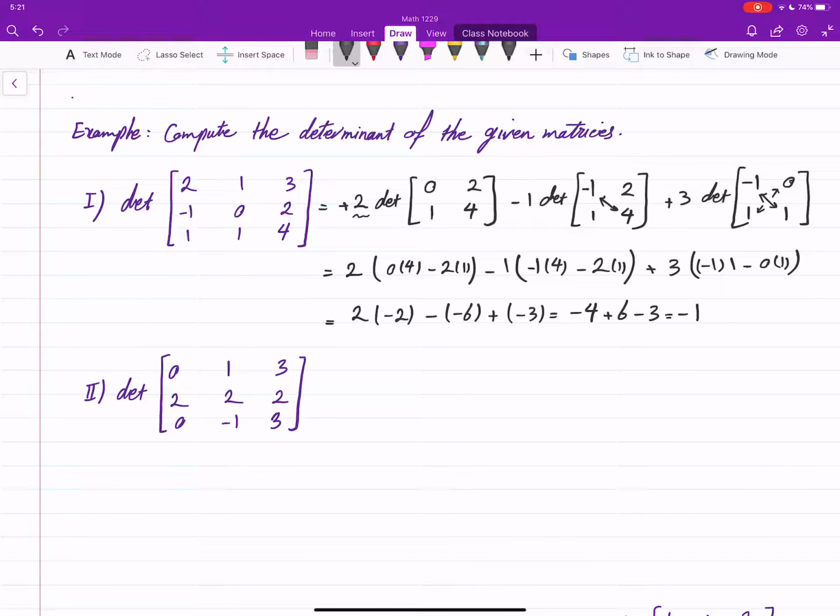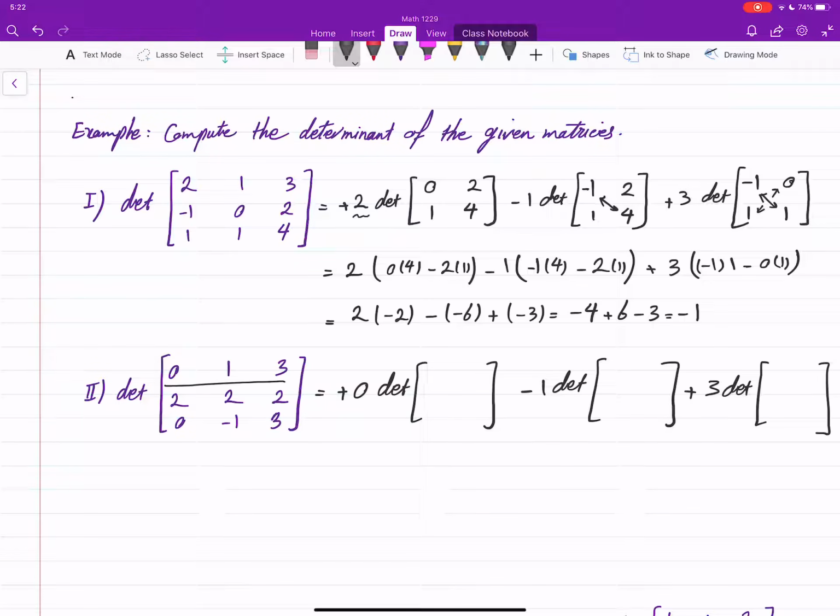Okay, so the second example. Now, again, we go one by one on the entries of the first row. Don't forget the signs. Then each one is going to be multiplied by the determinant of a 2 by 2 matrix. Let me grab this here. Okay, this is the determinant of.